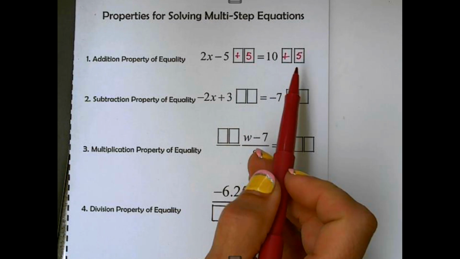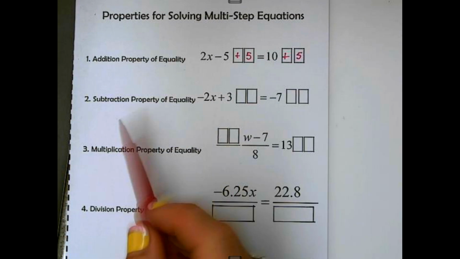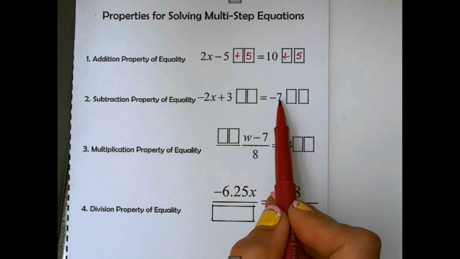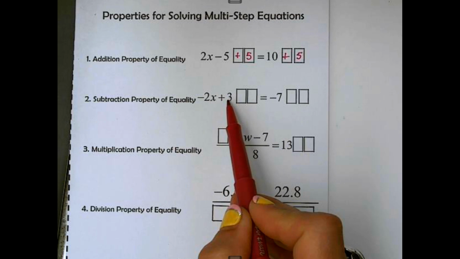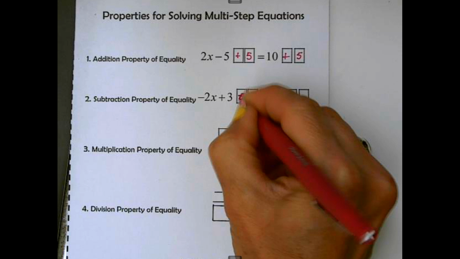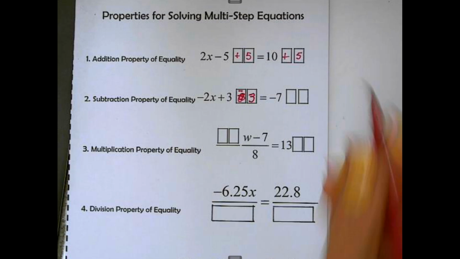On to subtraction property of equality. Two-step equation, the inverse of adding 3 would be to subtract 3. And then I do that to both sides of the equation.